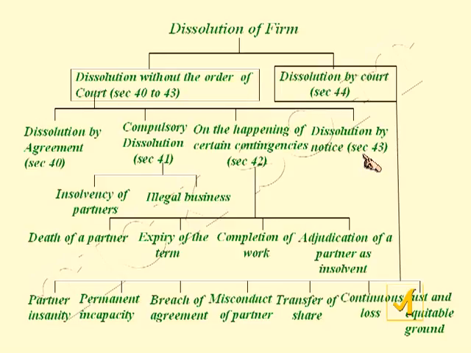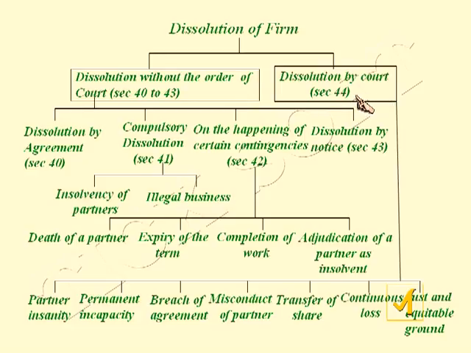So all these come under dissolution without the court order, sections 40-43. Section 40, dissolution by agreement; 41, compulsory dissolution; 42, dissolution on the happening of certain contingencies; then 43, dissolution by notice. This is one classification. Then the second major classification is dissolution by court, section 44.